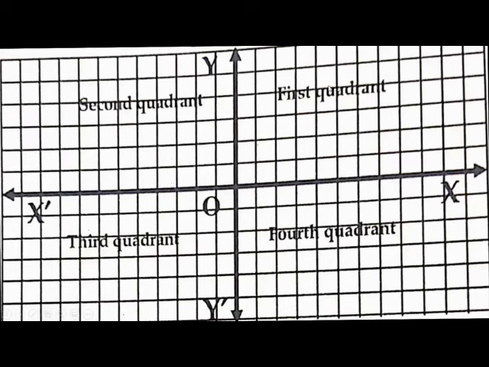In the first quadrant, you can see x and y are both positive. In the second quadrant, x is negative but y is positive. In the third quadrant, both are negative. And in the fourth quadrant, x is positive but y is negative. So this is what you have to keep in mind.